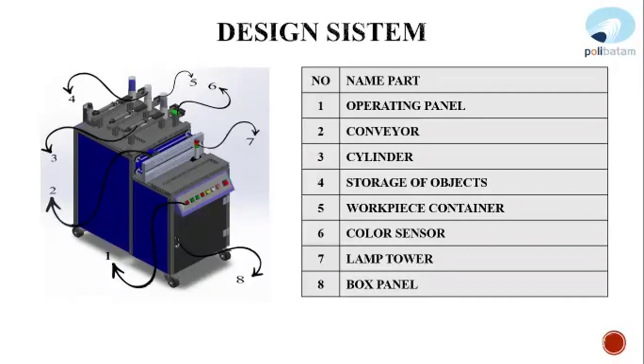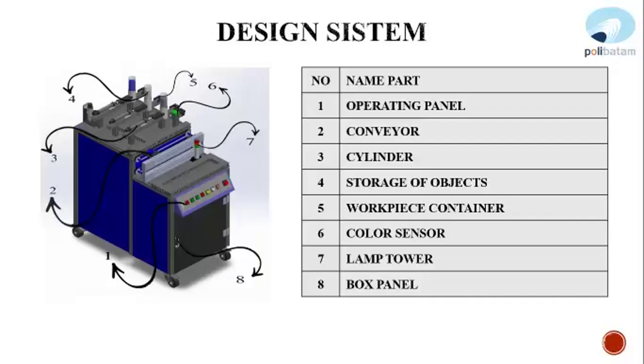Number 6, color sensor. The color sensor functions to identify objects by set color, in this case white, blue, and gray, which is metal. The operation of the color sensor in this machine begins with directing light onto the object surface and analyzing the light reflected or emitted by the object.